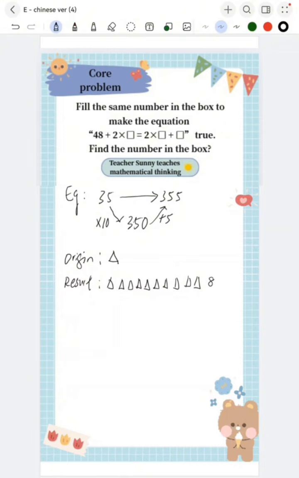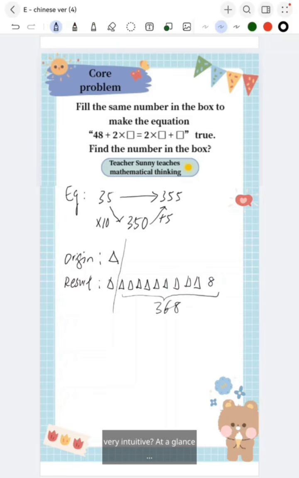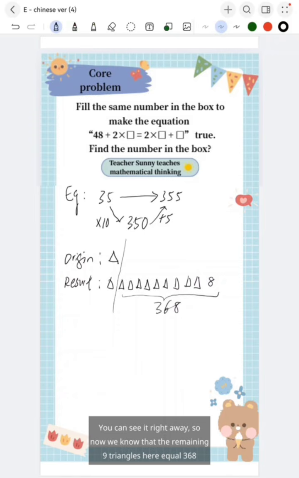Okay, so the result is more than the elements by how much? It's exactly this part here, right? This is what is added. The amount added is 368. See, isn't this visual representation very intuitive? At a glance, you can see it right away.